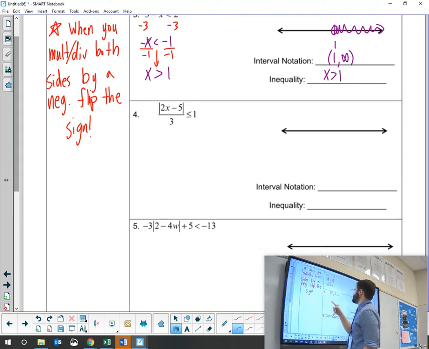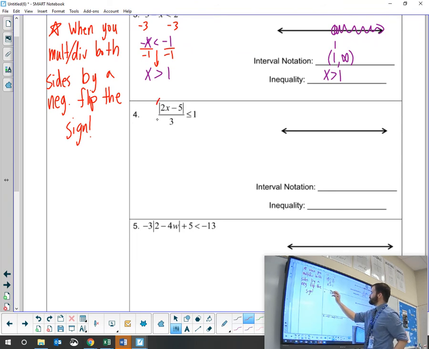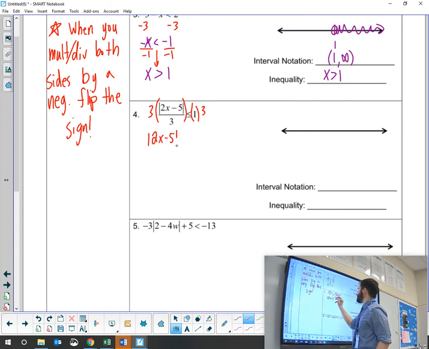We first need to solve for my absolute value. And we have a fraction. How do we clear out fractions? Right. We multiply by the denominator. So I'm going to multiply this side by 3, multiply this side by 3. So we're going to get the absolute value of 2x minus 5 is less than or equal to 3.